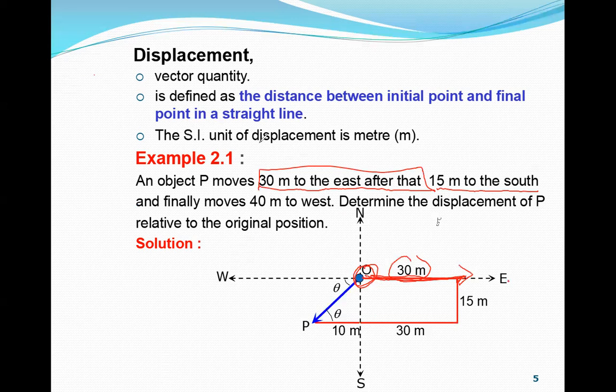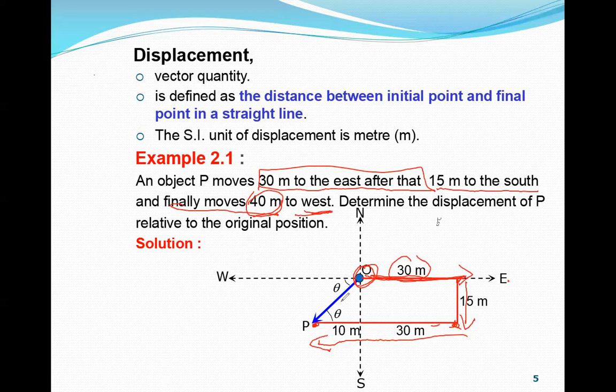Then finally the body moves 40 meters toward west in this direction, up to P. Got it? The question says to find the displacement relative to the original position. Displacement is a straight line from O toward P, the blue one. From O toward P directly, a straight line.